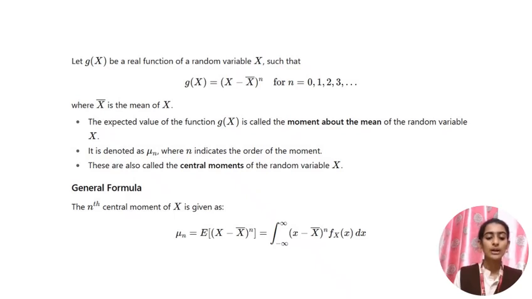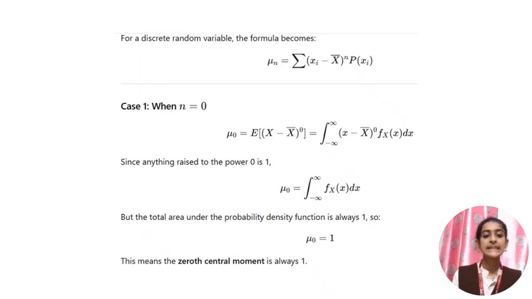General formula. The nth central moment of X is given as mu_n equal to E of x minus x bar power n equal to integral from minus infinity to infinity x minus x bar power n f_X of x dx. For a discrete random variable, the formula becomes mu_n equal to summation of x_i minus x bar power n p of x_i.